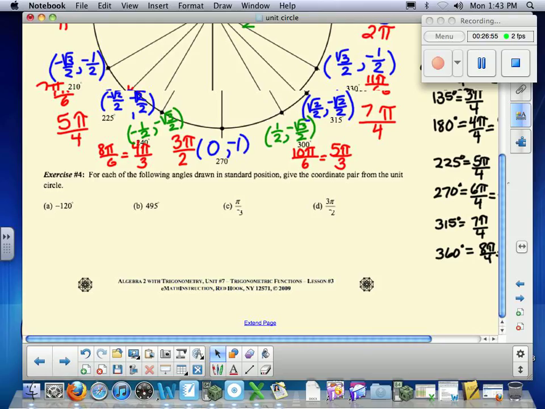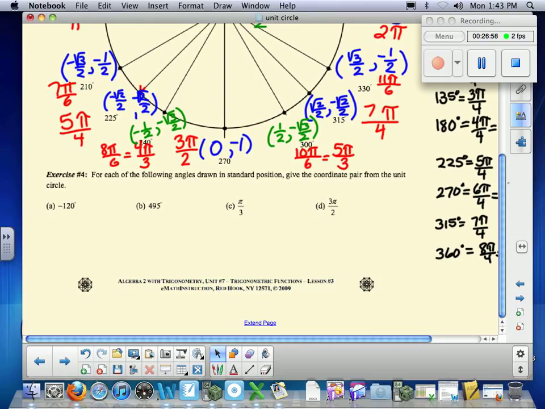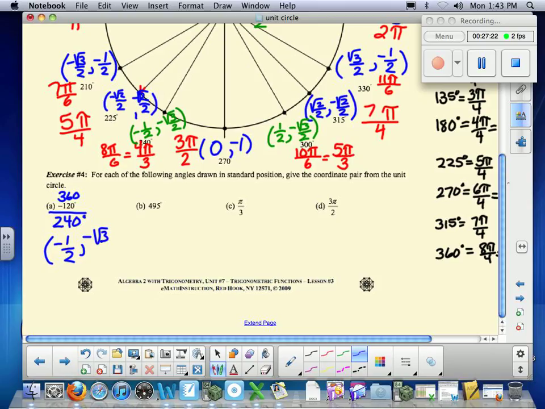All right. Oh, because we've gone all the way around the circle once. Okay? So if we're at negative 120 degrees, a full circle is 360. If we go back 120 degrees, we need to know what the coordinates are for 240 degrees. And I can go right up to my little table and my picture: 240 degrees is minus 1/2 and minus the square root of 3/2. Why is this 240? Because we went back 120 degrees from 360, so that landed us at 240.